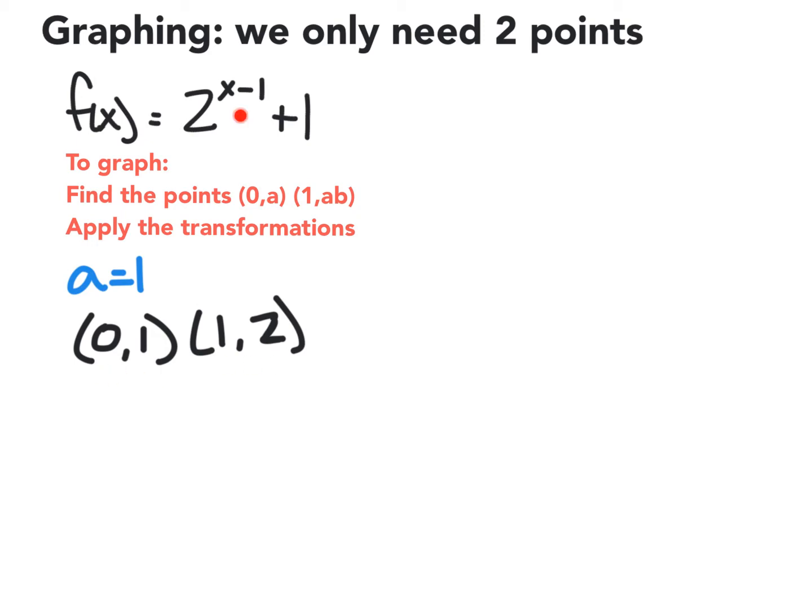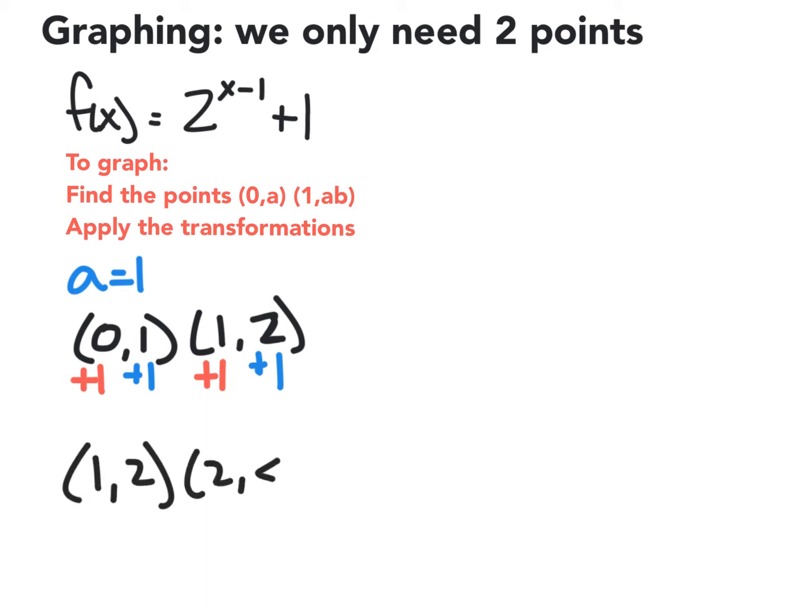Now I need to shift these right 1 and up 1. To shift right 1, we just add 1 to the x values. And then to shift up 1, we're going to add 1 to the y values. So my new points are (1, 2) and (2, 3).